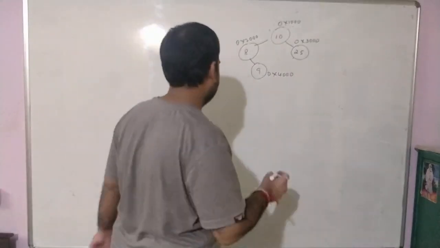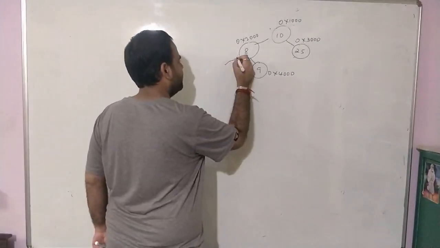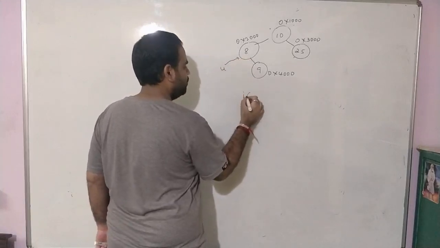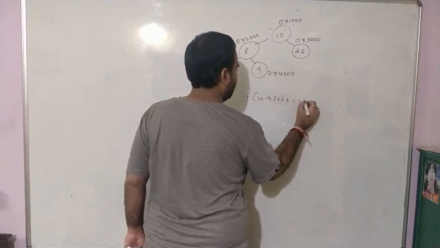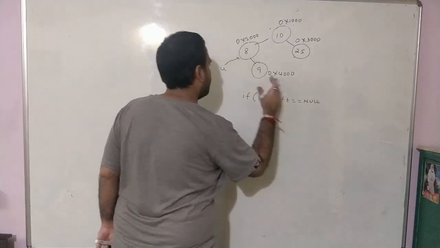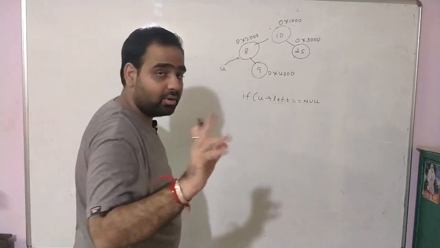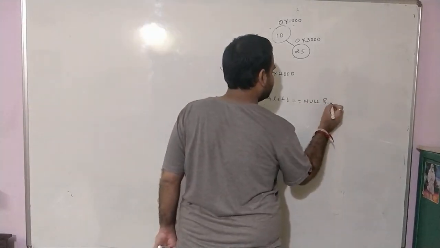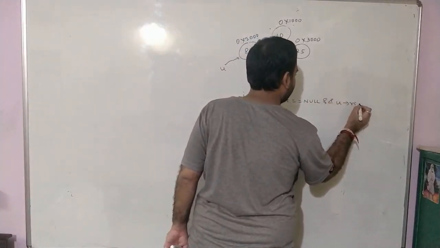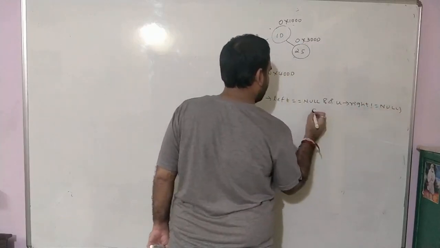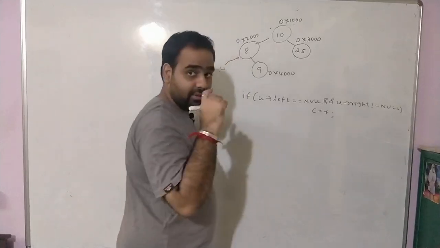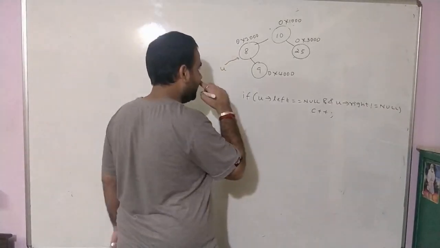Now what is the condition to check for the half node? If I consider this node as u, therefore you say if u arrow left is equal to null. If u arrow left is null, right should not be null because there should be a right child, and u arrow right is not equal to null, then we say count plus plus. Okay, that's one way of looking at it. Now what is the second way of looking at it?